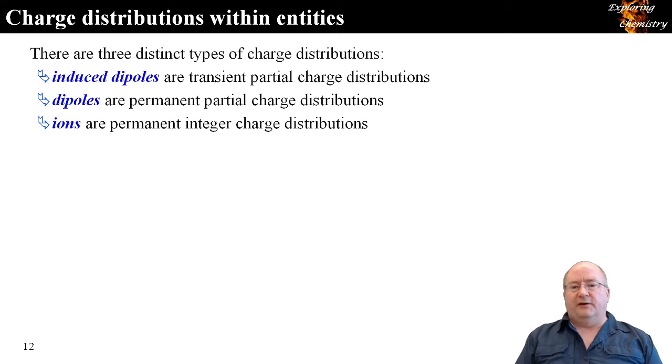We have 3 distinct types of charge distributions. Induced dipoles are transient partial charge distributions. Dipoles are permanent partial charge distributions, and ions are permanent integer charge distributions. And we're going to look at all 3 of them in this chapter.